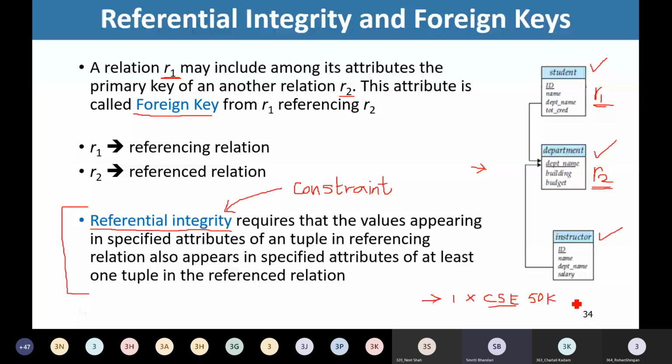Okay, so let's stop today. Tomorrow we are going to focus on query languages and we are going to begin our discussion with relational algebra, and we are going to write the queries in relational algebra. So in the next session we are going to discuss the query languages. Okay, so let's stop today.